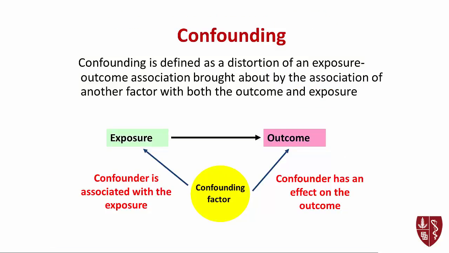So what's confounding? Well, confounding is defined as a distortion of an exposure-outcome association that's brought about by the association of another factor with both the outcome and exposure, as you see here in this little picture. So what we care about is whether the exposure is related to the outcome. However, let's say we do see an association, what we need to wonder is, could there be confounding factors that are also associated with the outcome? So inherently, confounders tend to be risk factors for the outcome of interest, as well as they may be associated with the exposure and may lead to a spurious association between the exposure and the outcome.